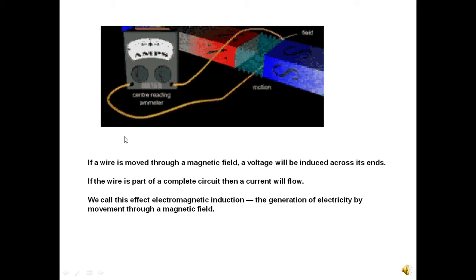Looking at electromagnetic induction then, electromagnetic induction is how we make electricity, and it comes about where the magnetic field through a conductor is changing, either because we are moving the conductor through the field, and so it is cutting through field lines, or because the field around that conductor is changing. And we'll look at that with the transformer.